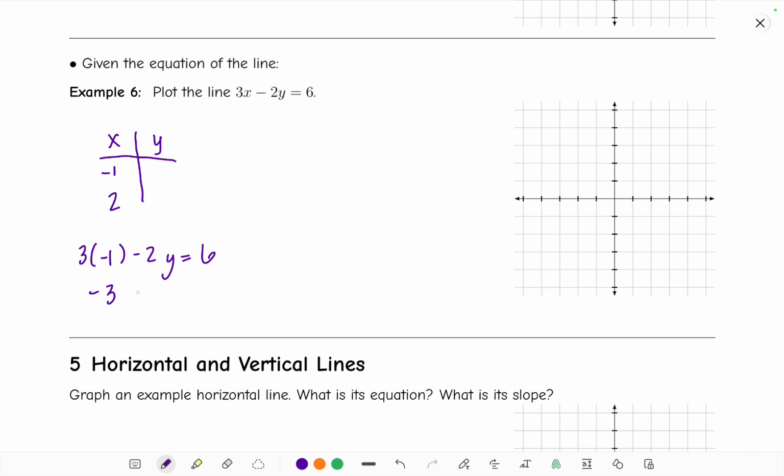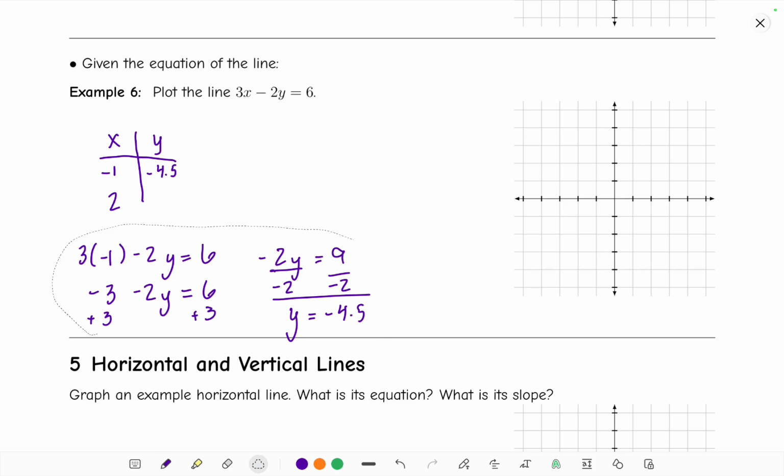So we get -3 minus 2y equals 6. Add 3, add 3, -2y equals 9, divide by -2, divide by -2, y equals -4.5, which will work. Okay, let me move that over just a little bit.